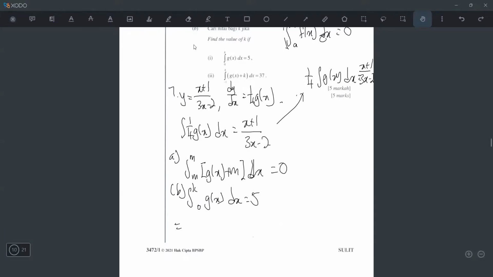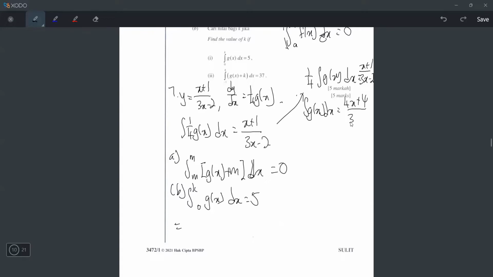So the 1 over 4 can be put in front. Okay, and then you can actually find integrate gx dx by moving the divide 1 over 4 to become times 4, so it becomes 4x plus 4 over 3x minus 2. It means integrate gx dx is 4x plus 4 over 3x minus 2.